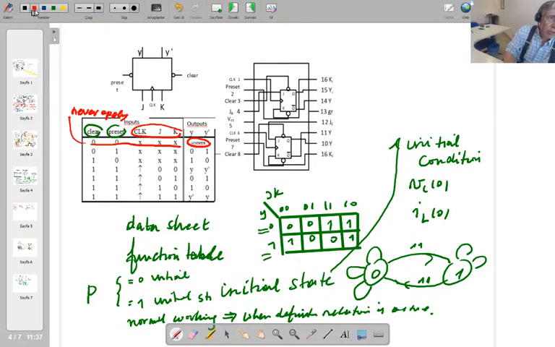So for a different color I'm going to use afterwards. If you use this one, when the clear is 0, preset is 1, whatever the other inputs are, my output, so this should have been capital Y prime, my output is this, isn't it? So that means initial state is 0. So the next, let me change the color. If you apply clear 1 and preset 0, whatever the other inputs are, initial state is 1.